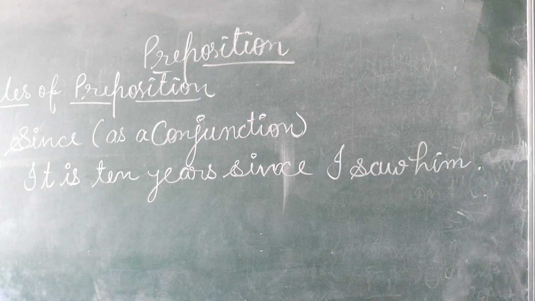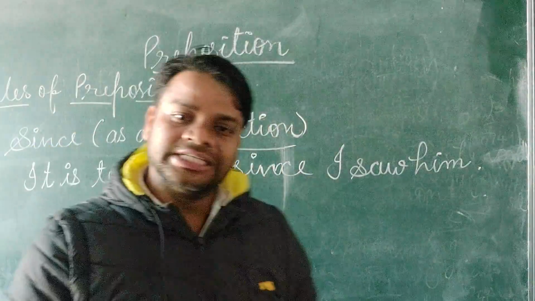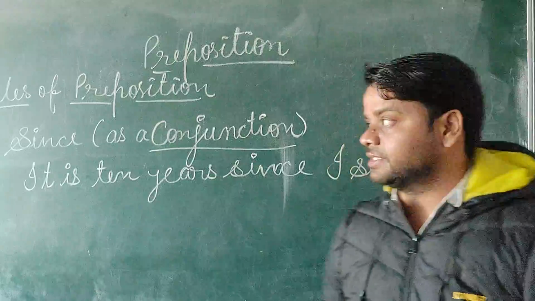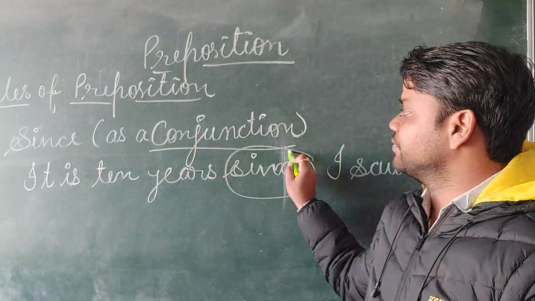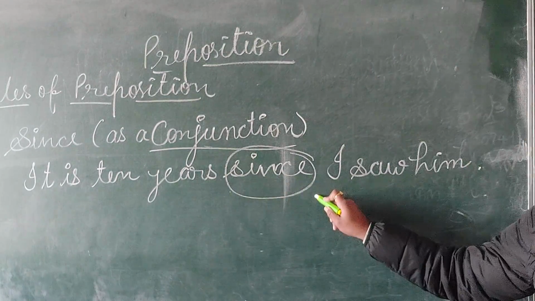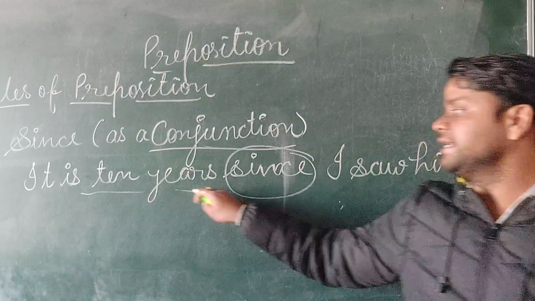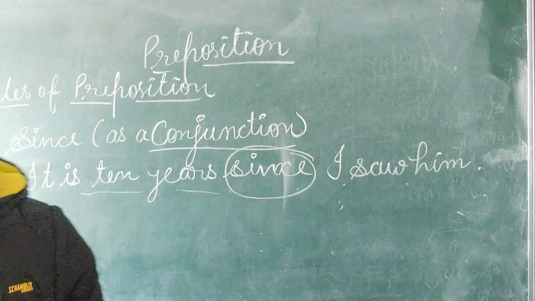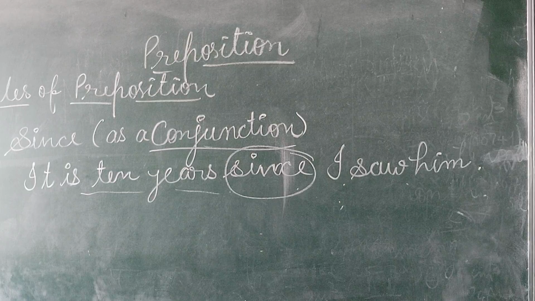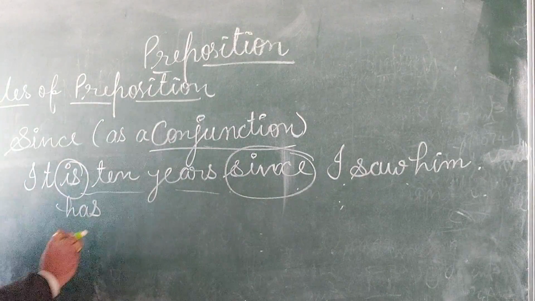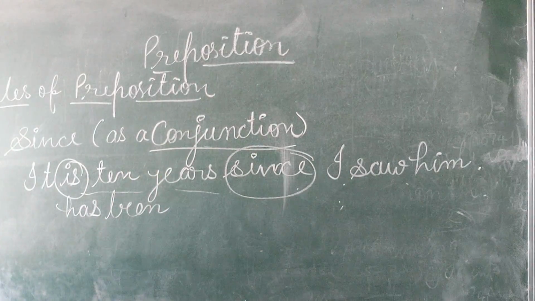What is the definition of conjunction? Conjunction is a word that joins two words, phrases, clauses or sentences. So here this since is used as a conjunction. It is 10 years since I saw him. Now we will have another example so that you can clear your doubts more. In place of this, you can also write it has been. Both are correct.